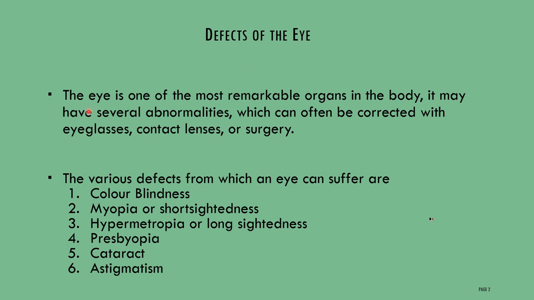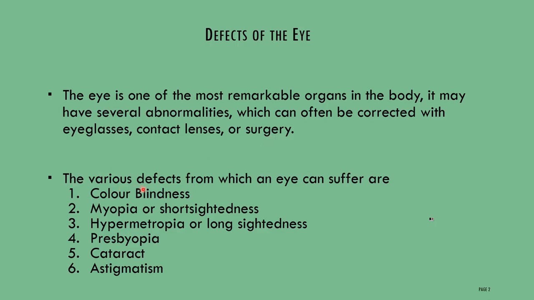Defects of the eye. The eye is one of the most remarkable organs in the body. Already you know the eye is one of the most important organs in our body. It may have several abnormalities, which means it may have several problems or defects. How will it be corrected? It will be corrected using eyeglasses, contact lenses and even surgery. One by one we will study in detail.